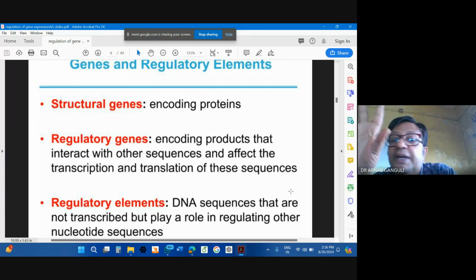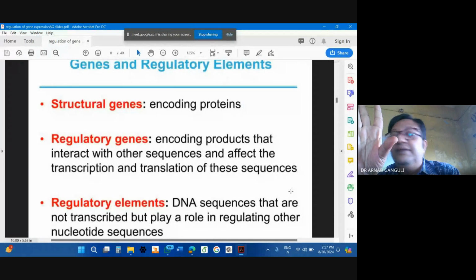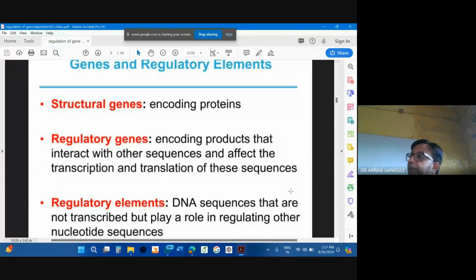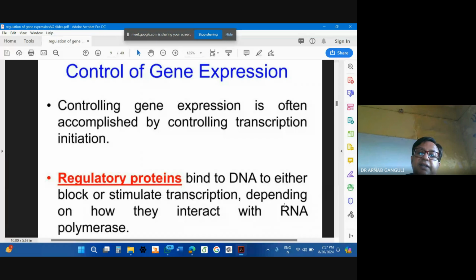There are several of them. It can not only be protein, it can even be RNA also. Some RNAs are there, regulatory RNAs are also present. Then you have regulatory elements, heat stress elements, a particular sequence of DNA on which a particular transcription factor binds. So the control of gene expression is often controlled by controlling the initiation of transcription. When the transcription starts, it is controlled.